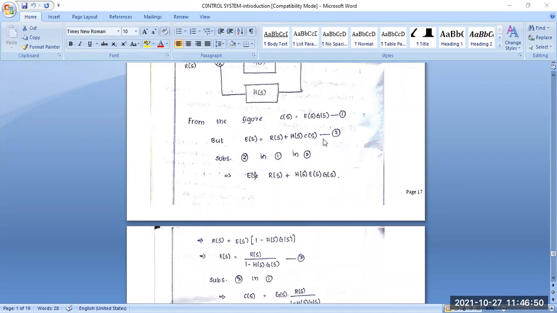Now we have to combine equation 2 and equation 1. We write E(s) equals R(s) plus H(s) into E(s)G(s), because we know the value of C(s), so we put C(s) equals E(s)G(s) into this equation. So the equation becomes E(s) equals R(s) plus H(s)E(s)G(s). Clear? Now here you can see E(s) is the common part, so R(s) equals E(s) minus E(s)H(s)G(s), taking E(s) common, that is E(s) times 1 minus H(s)G(s). This is equation number 3 that we write here: E(s) equals R(s) by 1 minus H(s)G(s) for the positive feedback loop connection.